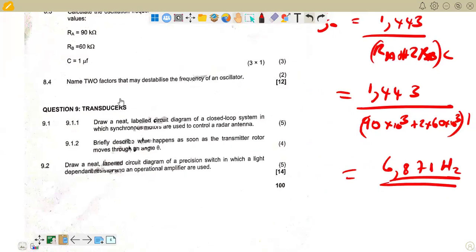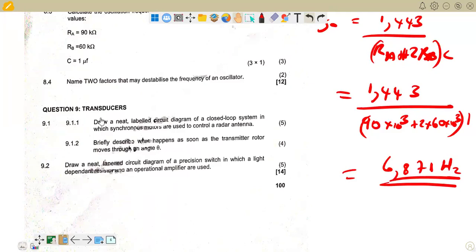Let's go to the next question. It's saying, name 2 factors that may destabilize the frequency of an oscillator. There are various factors that may destabilize the frequency of an oscillator. Number 1, power supply, that is the change in DC direct current. Then the output load, the change in the output load can also destabilize the frequency. And then the temperature variations, the changes in temperature, and of course the operating point. Those can destabilize the frequency of an oscillator.